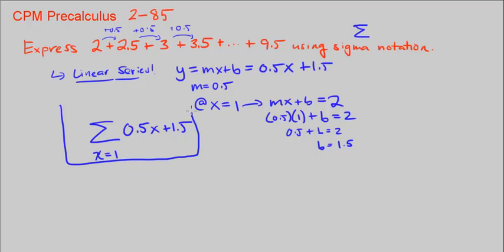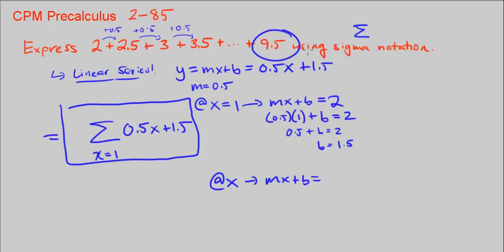I'm almost done. All I need to say is, where does my series stop? Where's my stop index? Just like I looked at where x is equal to 1 and knew my output was 2, I know I'm going to stop where my output is 9.5. So at some x, mx plus b is equal to the last number, 9.5. I know m is 0.5 and b is 1.5. Now I can solve this for x, and it will tell me my stopping index.